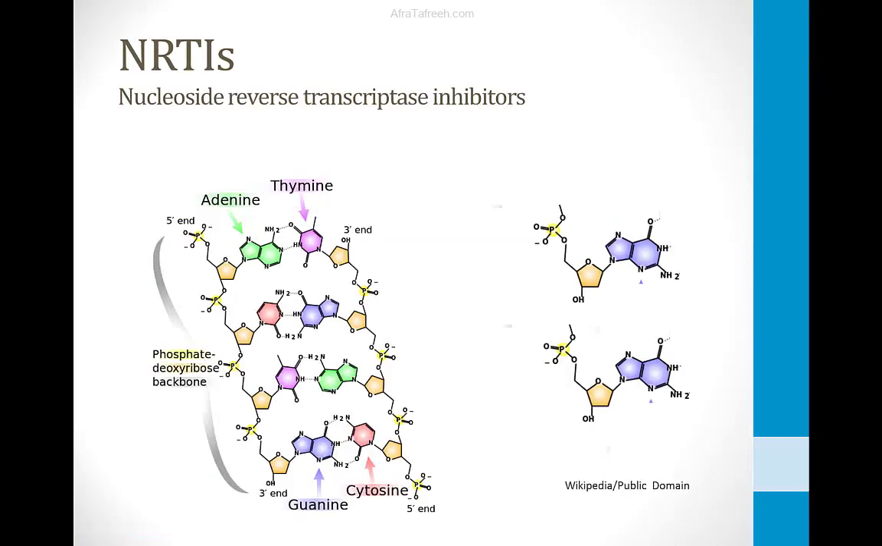The next class of HIV drugs I'm going to discuss are the reverse transcriptase inhibitors, and before we can discuss these drugs, we have to review the structure of DNA, because recall that the job of reverse transcriptase is to synthesize DNA using RNA as a template.